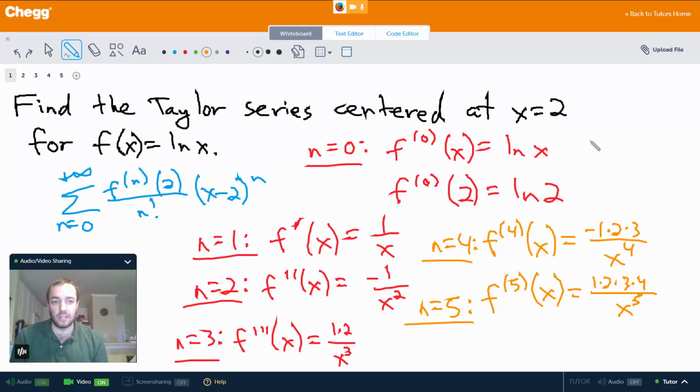So that actually tells us that we're probably going to have something like negative 1 to the n, or maybe negative 1 to the n minus 1, something like that. Okay. It's actually going to end up being this one, which we'll see soon.